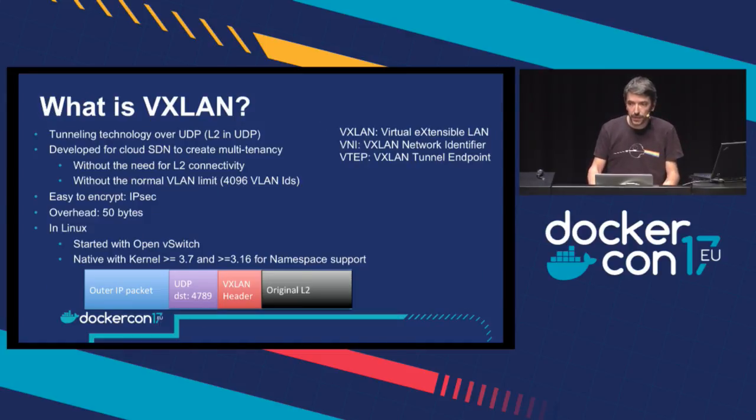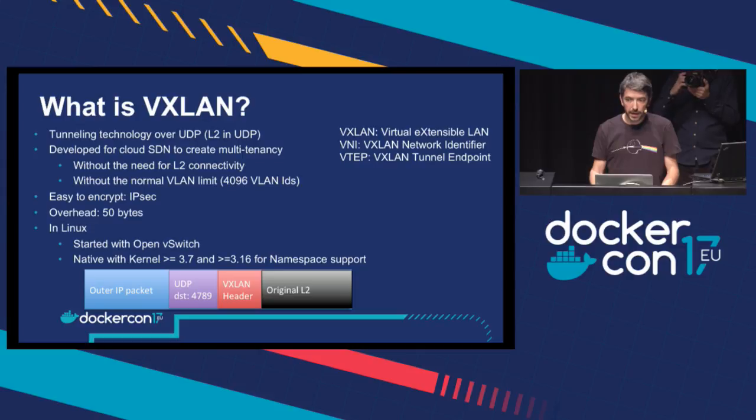As I just said, VXLAN is a tunneling technology over UDP. It was developed by a cloud provider to provide multi-tenancy in big OpenStack networks at the beginning. It's pretty easy to encrypt if you want, because since it's standard IP traffic, you can just put IPsec policies between hosts, and your VXLAN traffic is going to be encrypted. It's important to know that you have a slight overhead because of the VXLAN header, which is exactly 50 bytes. That doesn't really matter if you have big packets, but if you have many small packets, it can have an impact on performance.